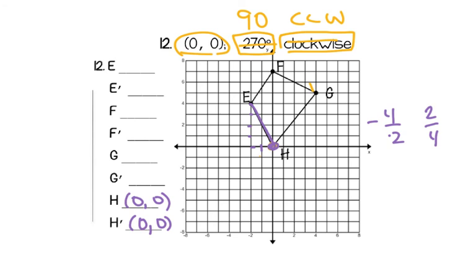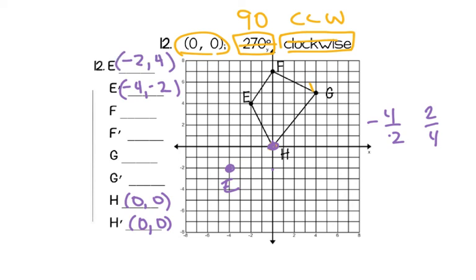So I'm going to go down 2 from the origin. I'm starting right here, and I'm going to go down 2 and backwards 4. And this will be where my E prime is. And so again, if you look at those, they're 90 degrees, and so that looks right. So my E prime, I'm going to write my ordered pair for that, and that's going to be at -4, -2. And E was at -2, +4.